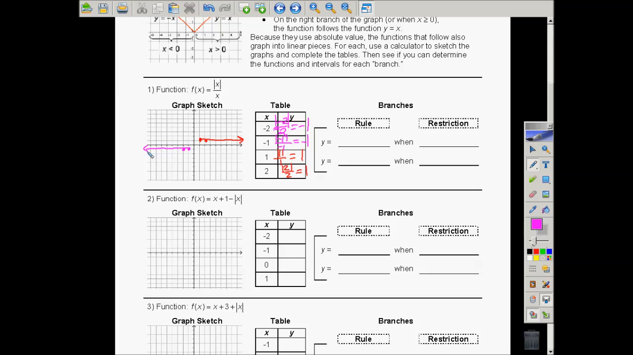So when I read this from left to right, what is the rule for this one? The y equals what? Negative 1. What's the rule for this side? y equals 1.